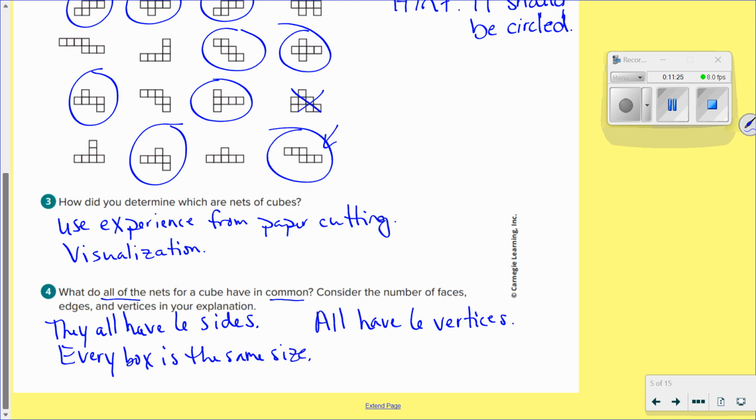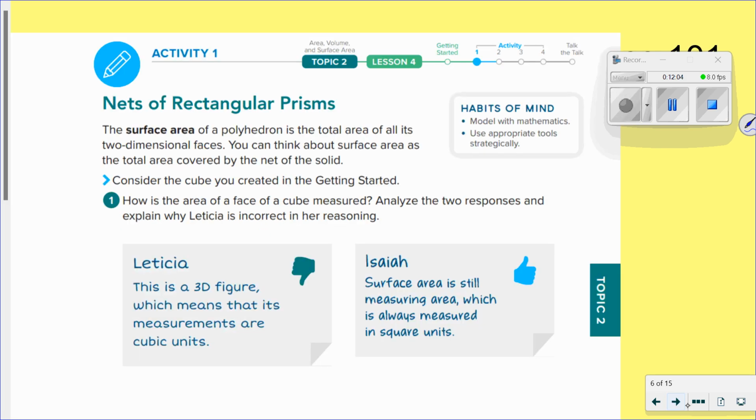Ooh, I think I got some people on this one. 4. Wait. How many edges are they all going to have? 8. 12. Each of the side squares is going to have 4, right? And then that center is also going to have 4. So they all have 12 edges. Yes. Oh, you're right. There are 8 vertices. Thank you. Testing you guys. Okay, let's go to our next page.